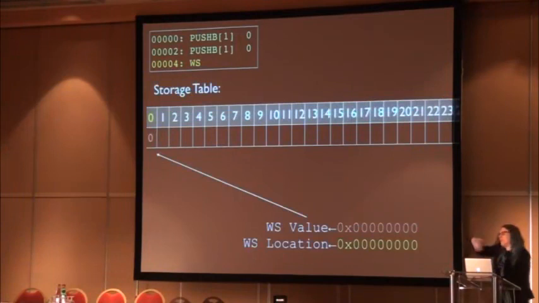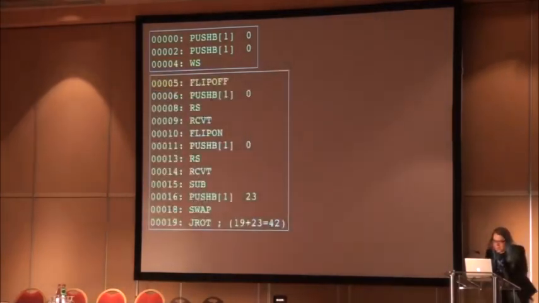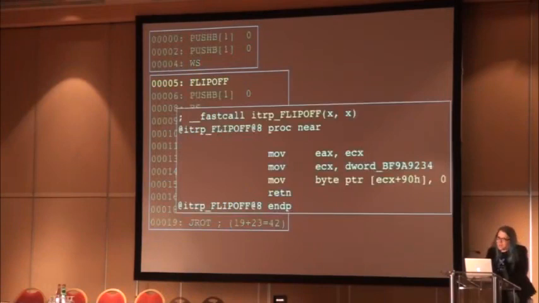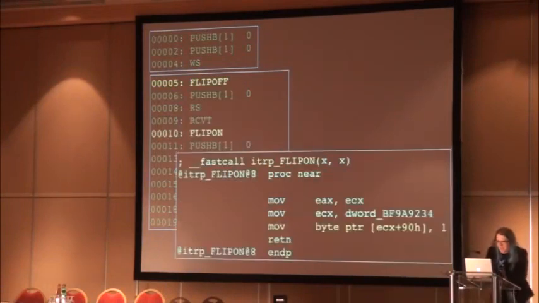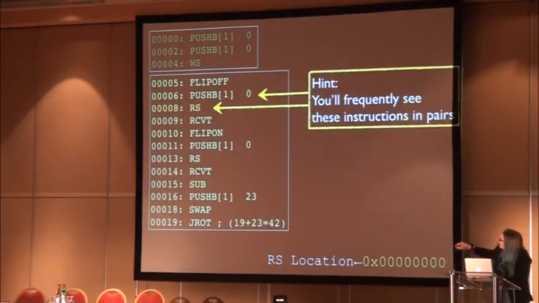It's looping and it keeps track of the iterator in the storage table as the first entry. Then it flips the flip-on bit off, so it's a 0 now. Remember? And then down here, it'll flip it back on. And in between these instructions, you'll see these pair up a lot like that. If you're going to read, you'll push a byte on the value, and then you read from it, and so forth.